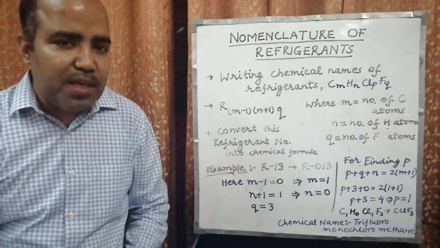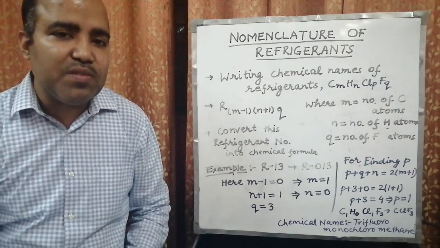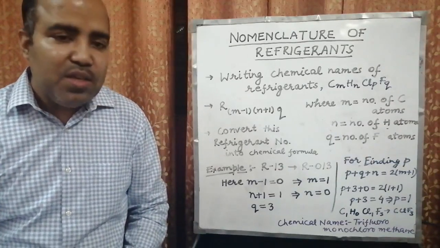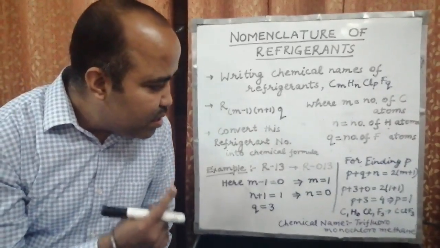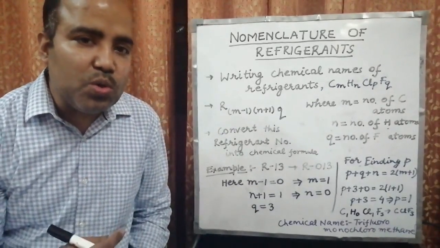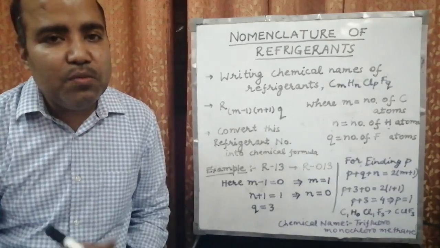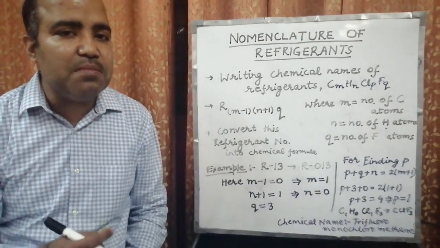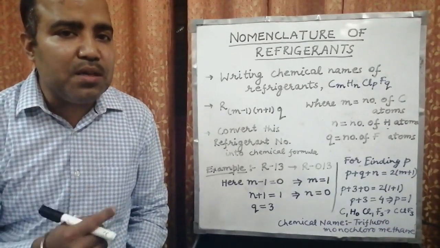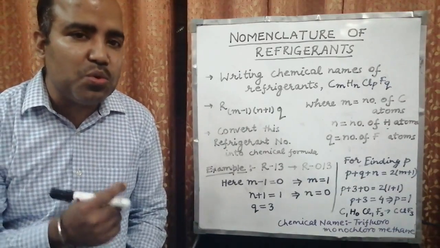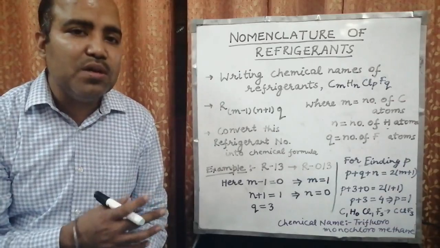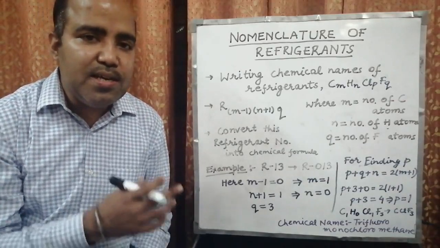Now obtaining the chemical name of the refrigerant from this, the chemical name will become trifluoromonochloromethane. Why do we have methane? Because the carbon atom number is equal to 1. If the carbon atom number is equal to 2, then the compound will be of the ethane series.